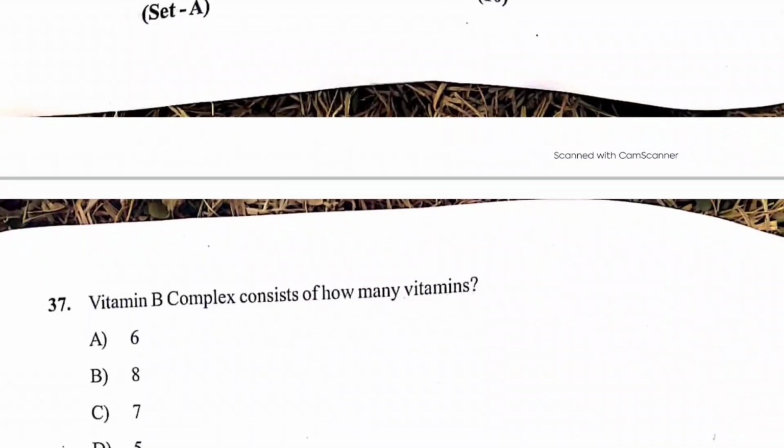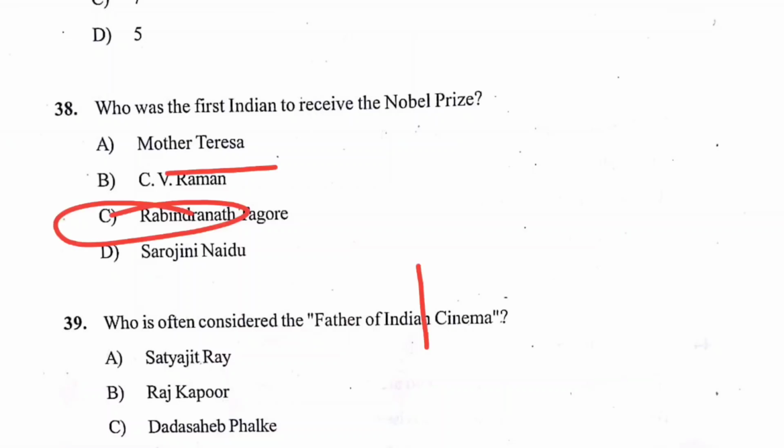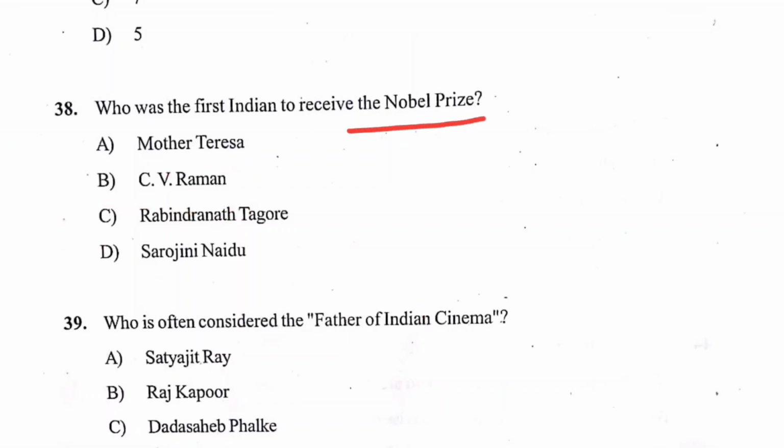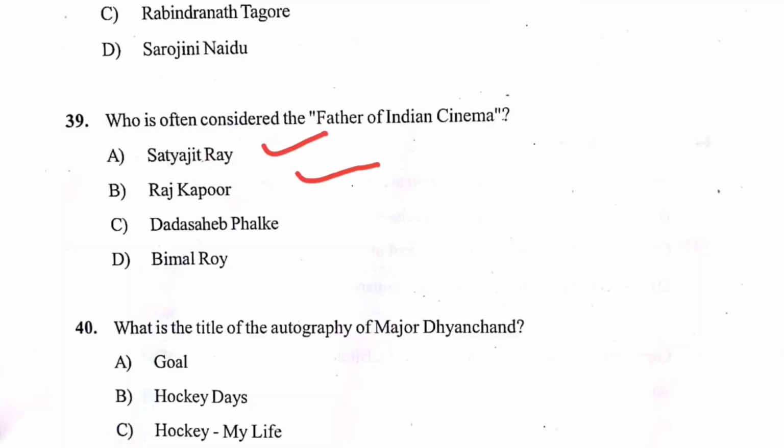Next question is, vitamin B complex consists of how many vitamins? I guess it is 8. Next question is, who was the first Indian to receive the Nobel Prize? So it is easy, it is Rabindranath Tagore. Next question is, who is often considered the father of Indian cinema? Options are Satyajit Ray, Raj Kapoor, Dada Saheb Phalke or Bimal Roy. I guess it should be Dada Saheb Phalke.